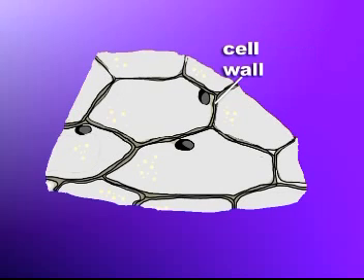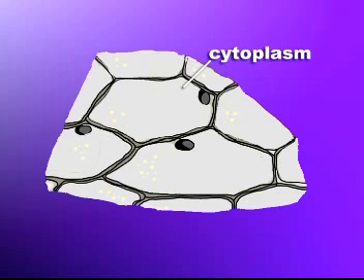Just below the cell wall, you should see the cell membrane. And below the cell membrane is cytoplasm. While this oval or round structure is the nucleus.